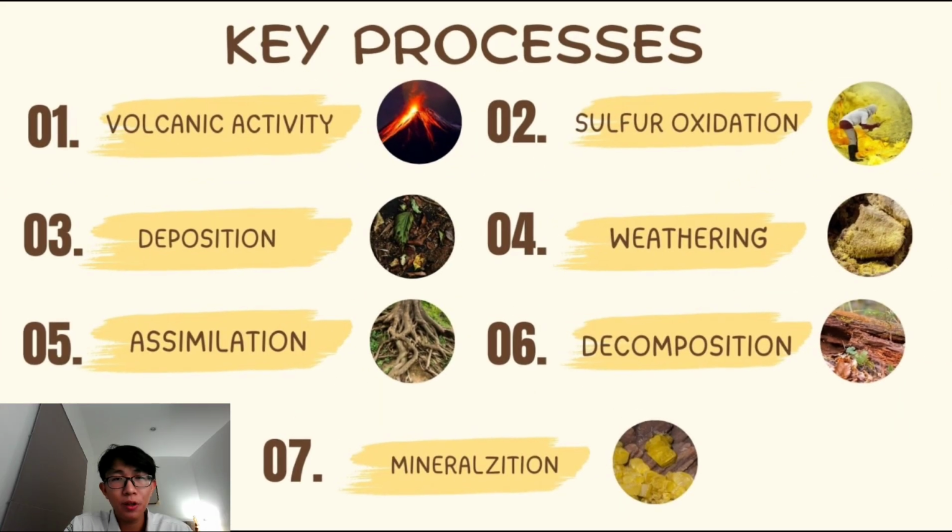Okay, so we will move on to the key processes in the sulfur cycle. For the first one, we have volcanic activity. For the second one, we have sulfur oxidation. Next, for the third one, we have deposition. For the fourth one, we have weathering. For the fifth one, we have assimilation. For the sixth one, we have decomposition. And last, for the seventh one, we have mineralization.